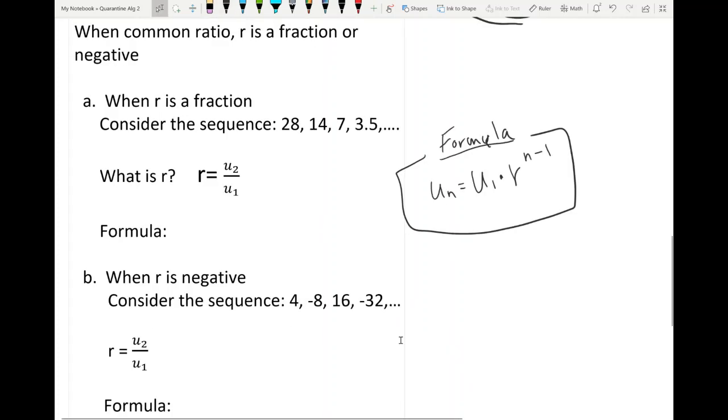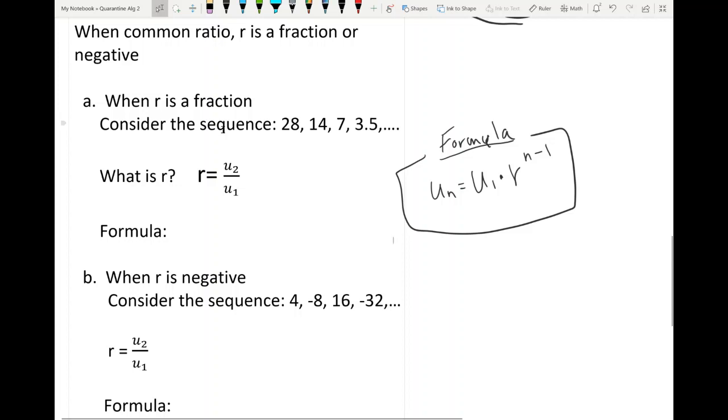Now, we also need to talk about the cases when our common ratio is not a positive integer. As I said before, sometimes R could be negative or even a fraction. So let's explore those cases. First, let's explore when R is a fraction.